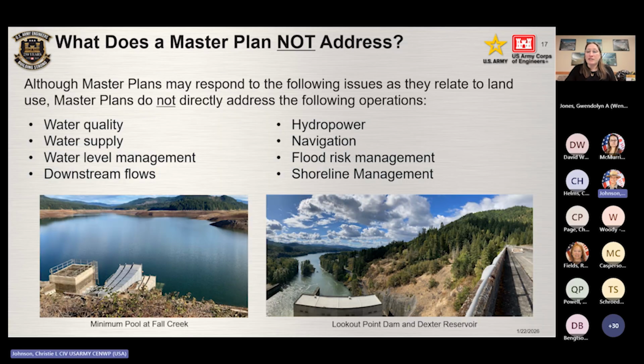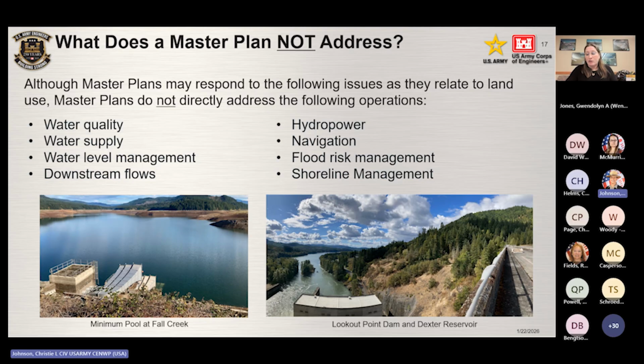So there are a number of things that you don't include in a master plan because there are typically other planning documents the Army Corps writes that do cover those operations. As Dustin mentioned earlier, that environmental impact statement covers quite a bit of the dam operations. There's also a shoreline management plan that covers those programs at the two lakes we have in the Willamette Valley, at Dexter and Fern Ridge. And so while the master plans don't direct the dam operations, they do need to respond and react to those changes.